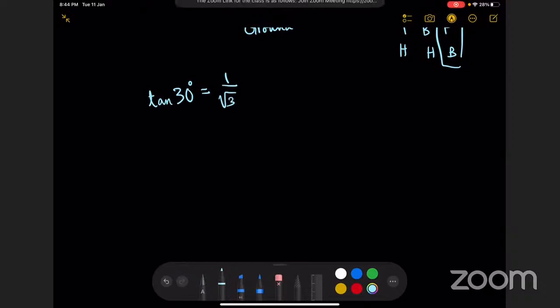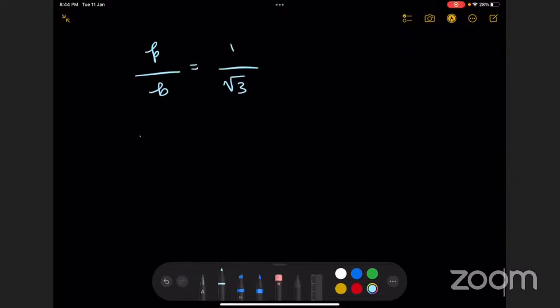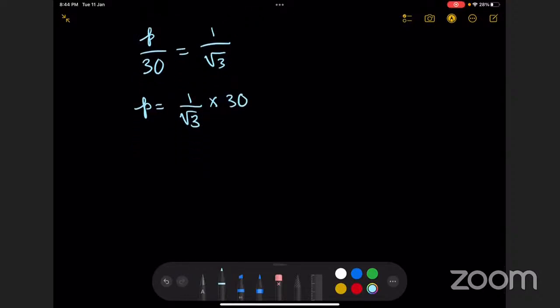Therefore, because tan is perpendicular upon base, perpendicular upon 30, since we know the base is 30, equals 1 by root 3. I'm going to bring 30 to the other side and leave the perpendicular here. P is 1 by root 3 times 30. I think that's correct.